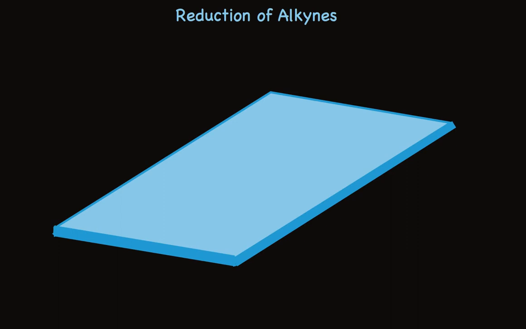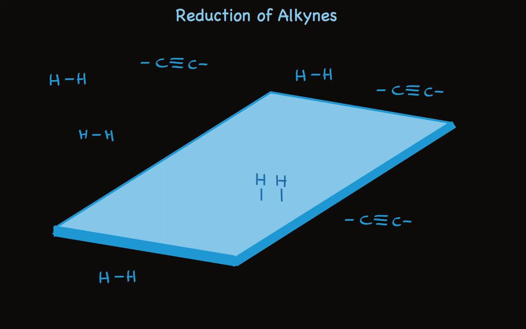I've drawn a surface here that represents one of the catalytic metals: nickel, platinum, palladium. And during the reduction reaction, we put hydrogen gas and the alkyne together with this metal. In the first step of this process, the hydrogen gas interacts with the metal surface. The sigma bond holding the hydrogens breaks, and the hydrogen atoms form weak bonds with the metal. In the second step, a molecule of alkyne comes along and coordinates with the metal surface. As that pi bond coordinates with the surface, it weakens, and a hydrogen atom can be transferred from the metal surface to one of the carbons.